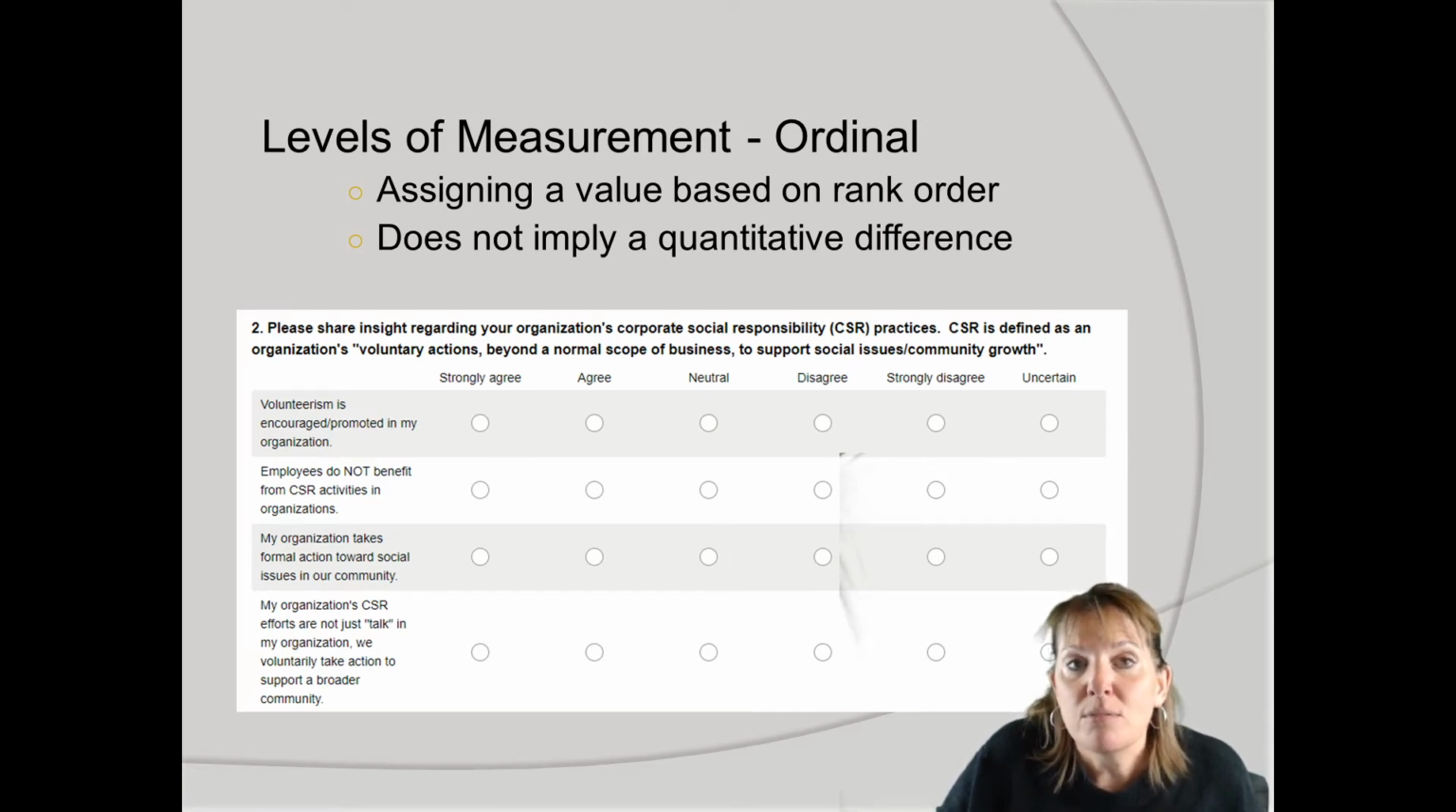Volunteerism is encouraged in my organization. Do you agree with that statement? Strongly agree, neutral, disagree, etc. So it implies in this scale that it would be kind of equal between, but it doesn't prove that. It doesn't give a numerical value to do it. So that is called ordinal data.